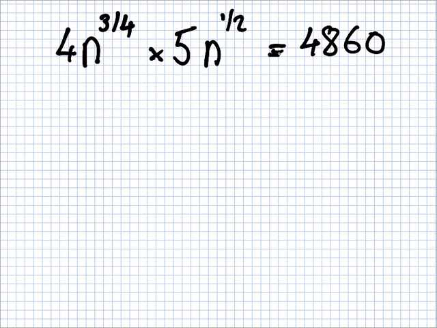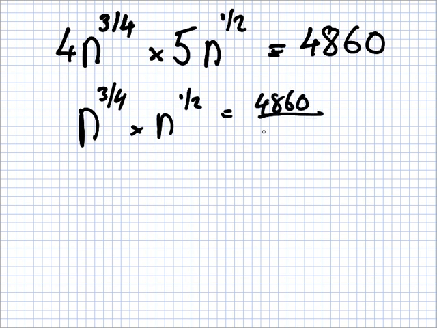Should be having a look at this part now. Yeah. Okay. So what I'll do first is I'll divide by the 4 and the 5. So that's 4860 divided by 4 times 5. So that's 243. Now, because I'm multiplying, I'll add the powers. So that's 3/4 and a half is 5/4.